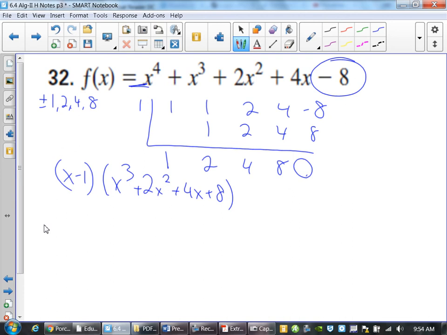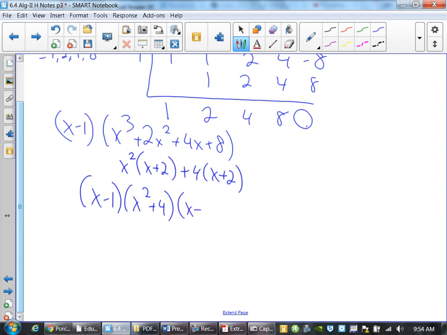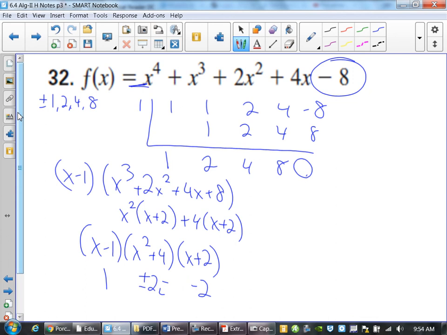So synthetic division allows you to get that out real quick because this is all positives. Those are just coefficients. So you get x squared, x plus 2. Take out a 4 and x plus 2. So you factor it out, you get x minus 1, x squared plus 4, and x plus 2. If I want to find all of the zeros then, it's 1, plus or minus 2i, and -2. But what allows you to do that is the synthetic division. Synthetic division is awesome. You can do so much with it, okay?